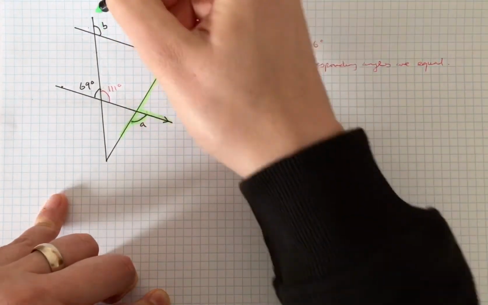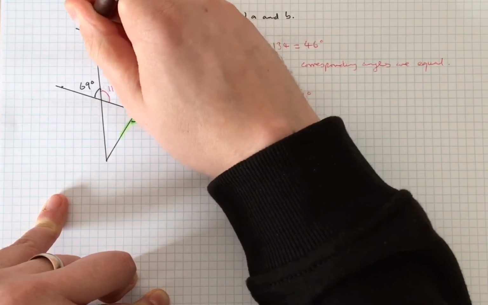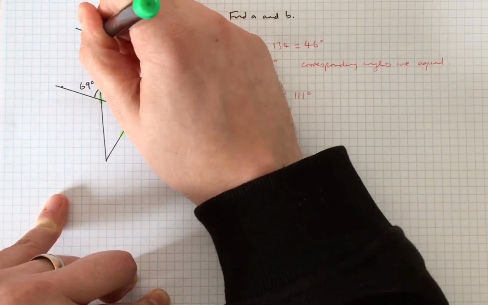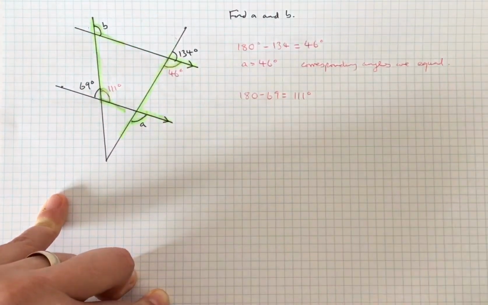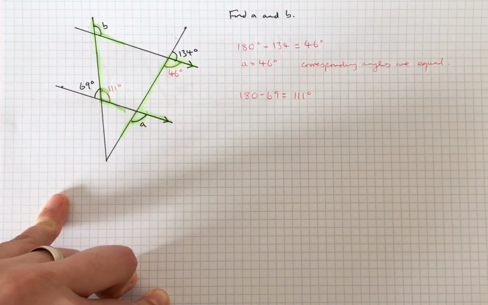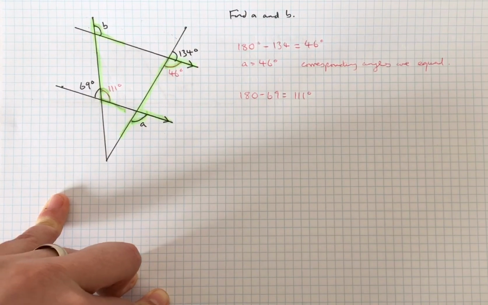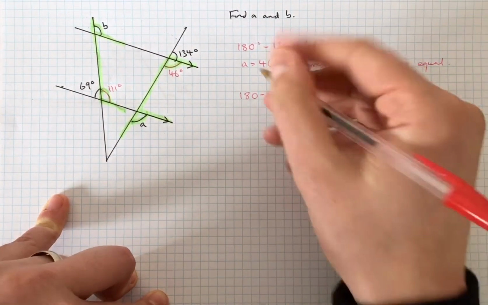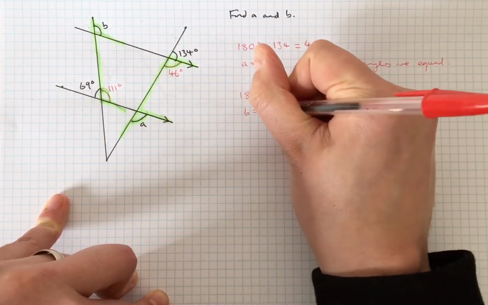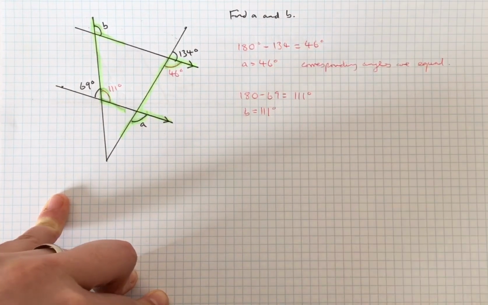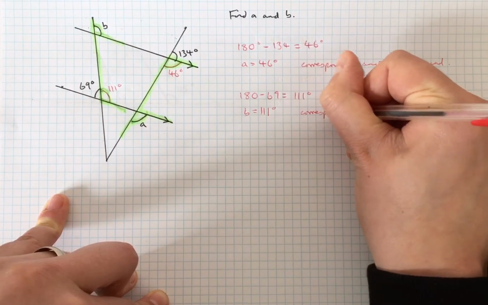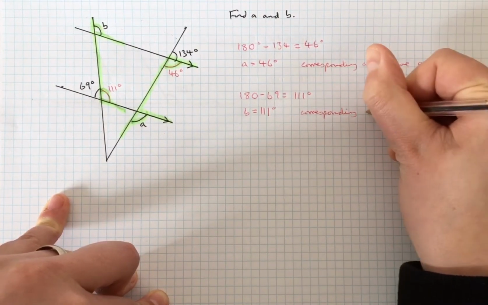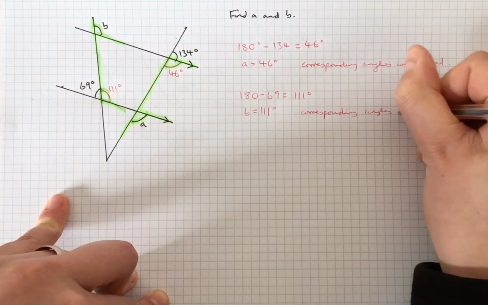And then again, we've got that kind of F shape. This time it's an upside down F, but we've still got two angles in the armpits of the F. So those two angles are corresponding, which means that those two angles are equal. So that means that angle B is 111 degrees. Again, we've used corresponding angles, F angles are equal.